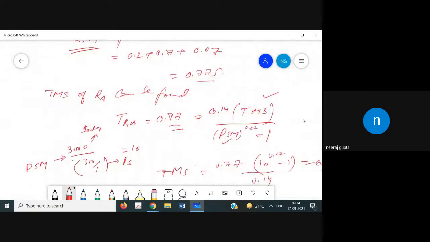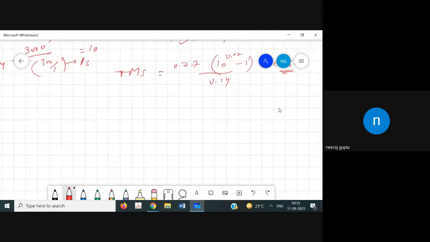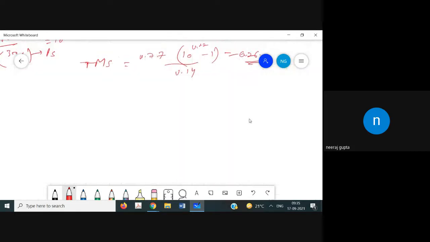After that, we have to calculate the TMS for the relay A, because for the relay A we don't know the TMS. However, we actually know the time, and we also know the PSM. So this is the setting of the relay. Now we have to verify the selectivity for the minimum fault at bus B. So we have to see whether this setting of the relay is maintained for the minimum fault at bus B.